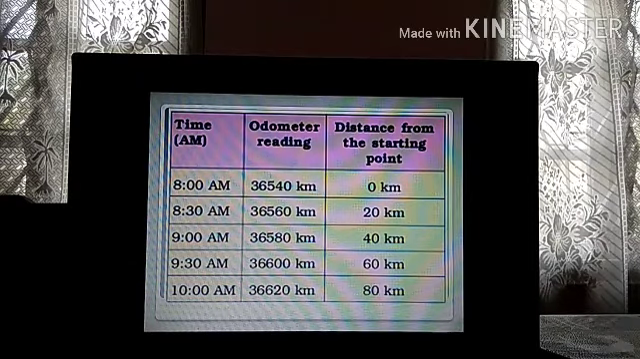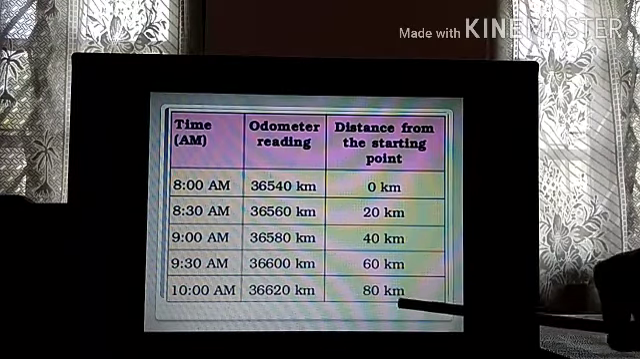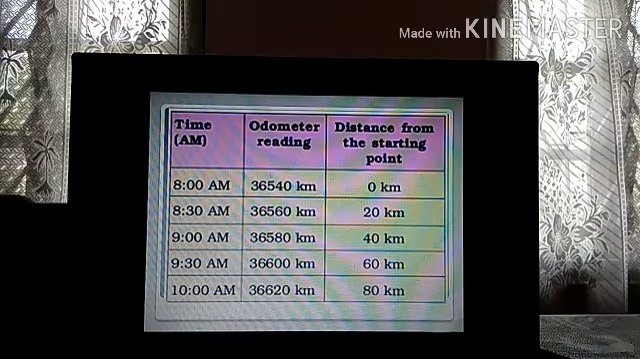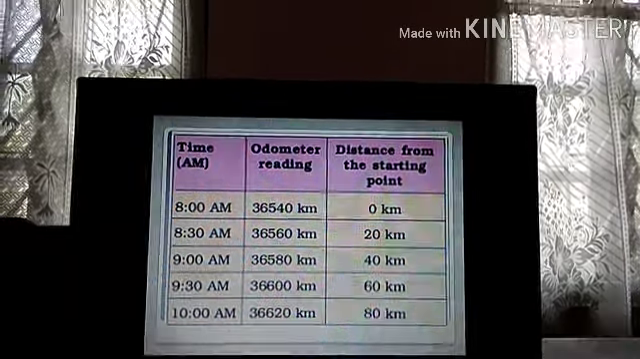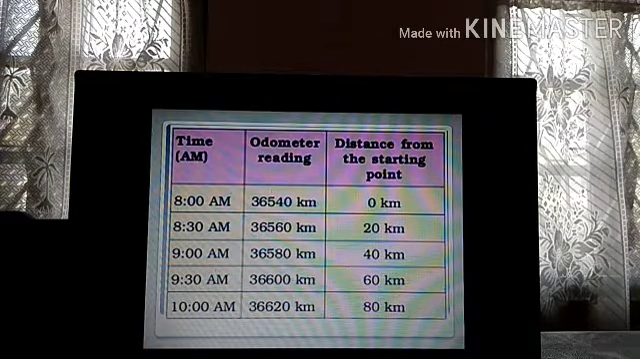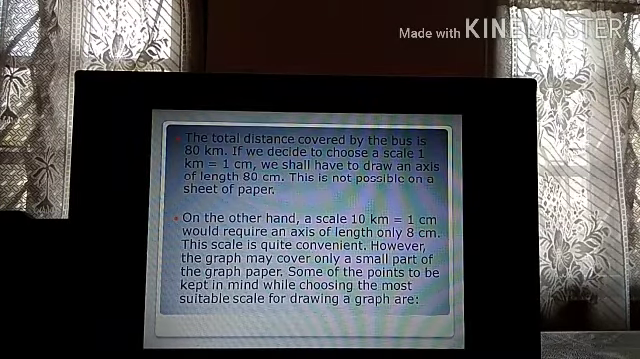Don't mark 1, 2, 3, 4, 5, 6, because if you mark that way on the graph, you have to draw a line 80 kilometers long. You can mark 10, 20, 30, 40, 50, 60, and so on. Then you have to mark only 8 points, isn't it? Because if you mark 10, 20, 30, 40, 50, 60, 70, 80, only 8 points you have to mark. But if you mark 1, 2, 3, 4, 5, 6, you have to mark 80 points. Are you understanding my logic? So don't do it that way, otherwise it will not fit on the paper.